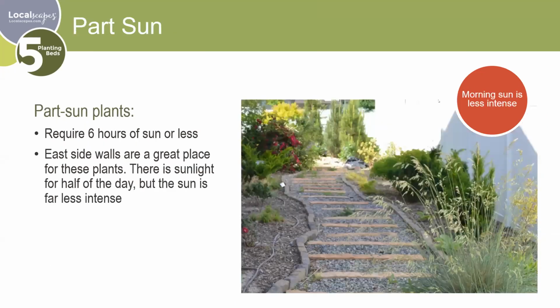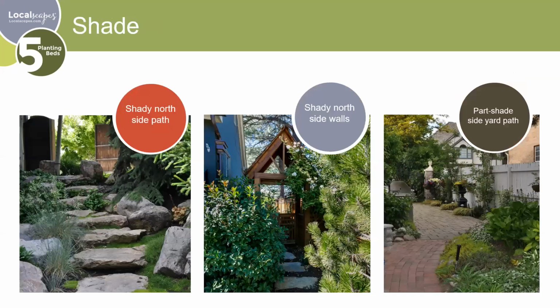And then your part sun plants require 6 hours of sun or less, so it's like 4 to 6 hours, I think. East sides of houses are usually really good for this. Most part sun plants do really well with morning sun and evening sun, because that sunlight's not as harsh as your afternoon sun. That sunlight between noon and 4 o'clock is really intense, and some plants can't handle that heat. So your part sun plants are going to do really well in areas that only get morning or evening sunlight. And then your shady plants are usually best on the north side of your house, which doesn't really get sunlight at all.